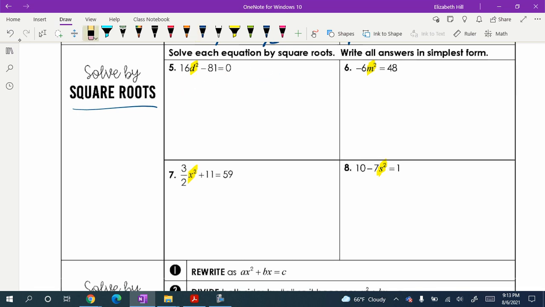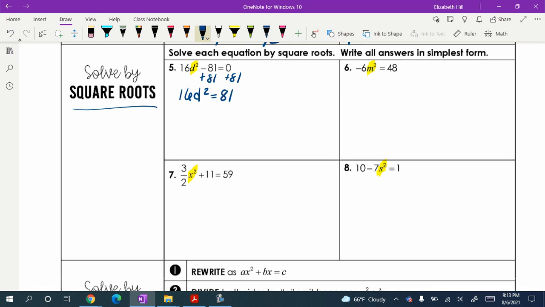Or you can, just like when you solve a linear equation, get your variable by itself, and in this case, get the d squared alone. So I can go ahead and add 81 to both sides. 16d squared is equal to 81.